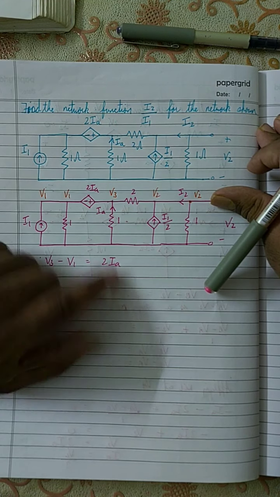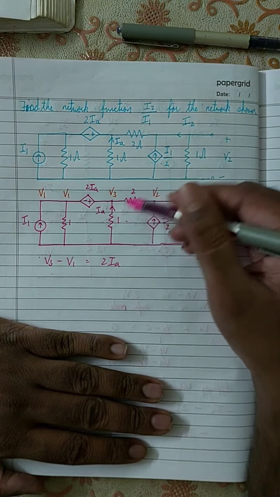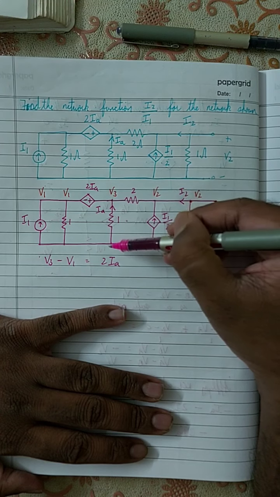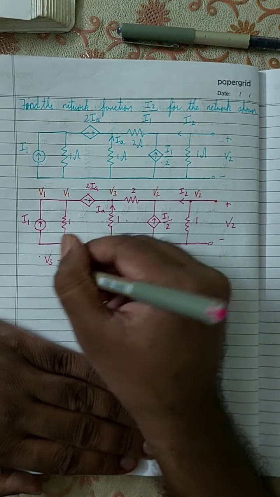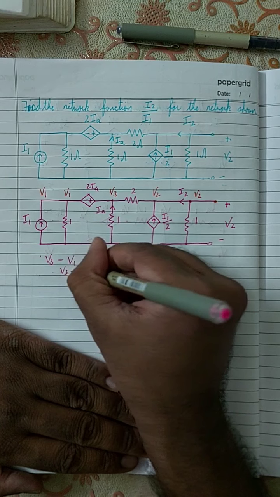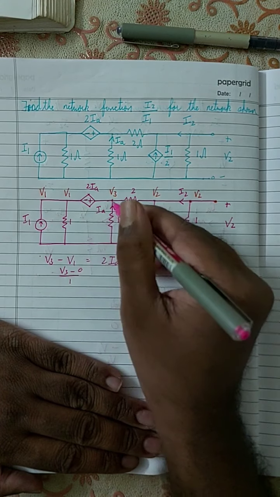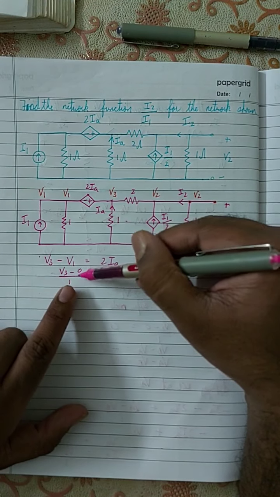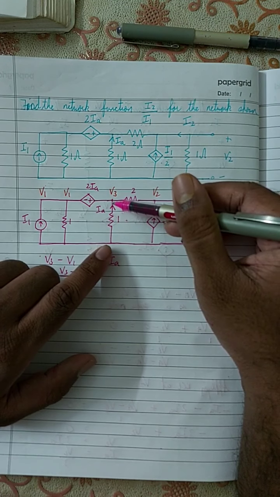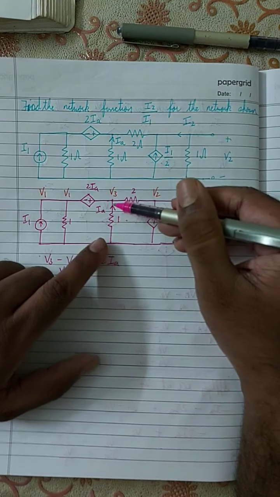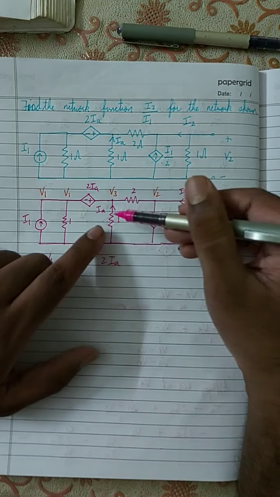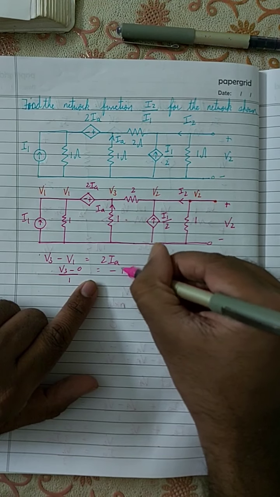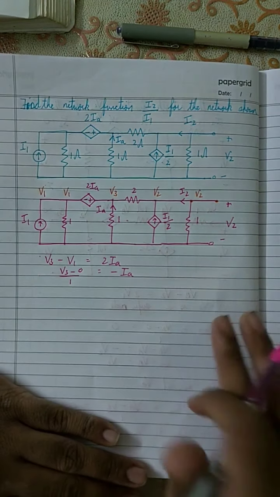And what is the current through this resistor? The current through this resistor is (V3 minus 0) by 1. V3 minus 0 by 1 is the current through this branch, flowing from top to bottom, but IA is flowing from bottom to top, so it is equal to minus IA. That's all. See, very easy.